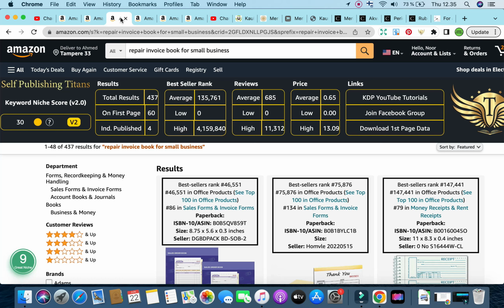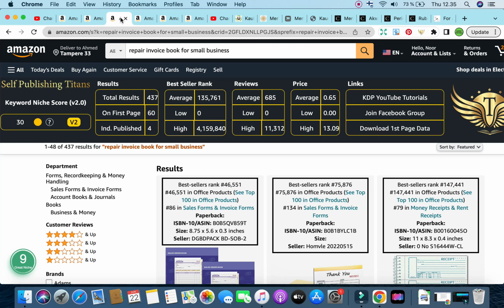So here, same idea, you are doing an invoice book for a repair business. It could be any sort of repair business, it doesn't need to be auto, and it could be mobile repair, computer repair, so many other types of businesses in the repairing and fixing industry, for small businesses. So it would be a simple invoice book, a book where they'll be able to easily make a written invoice, and then just take it out and hand it over that way. Now, it has a keyword niche score of 30.